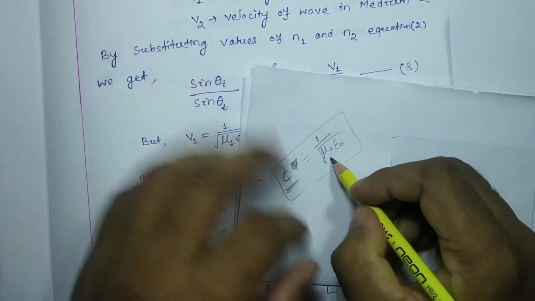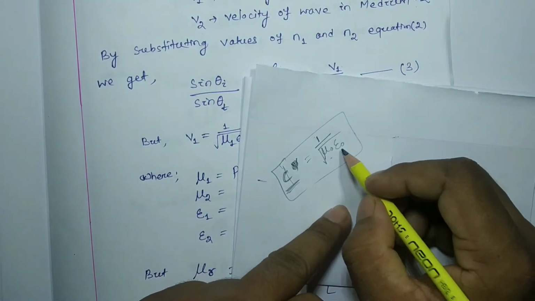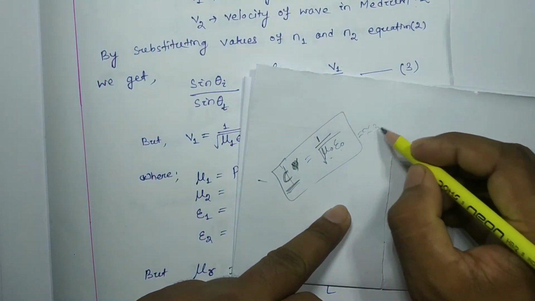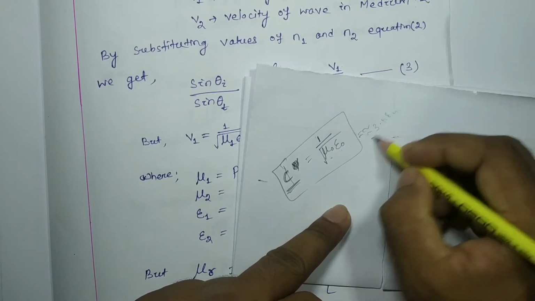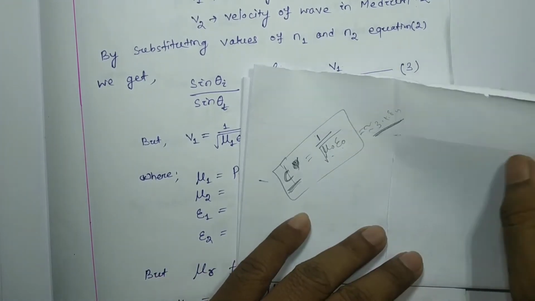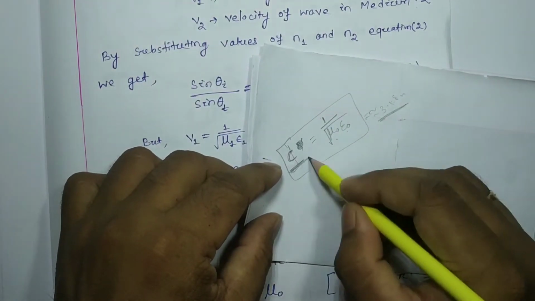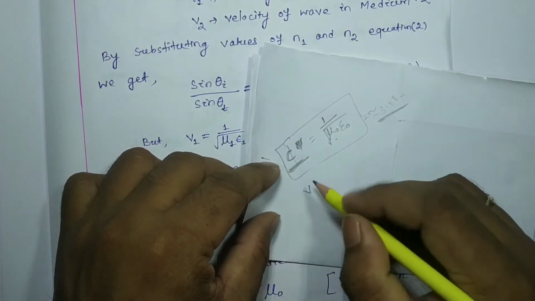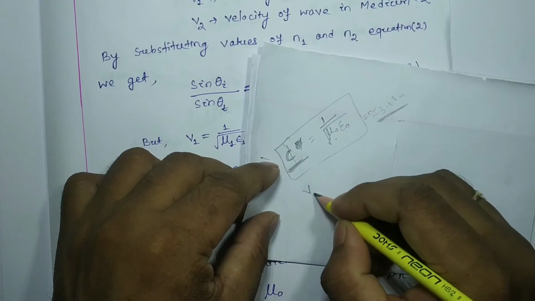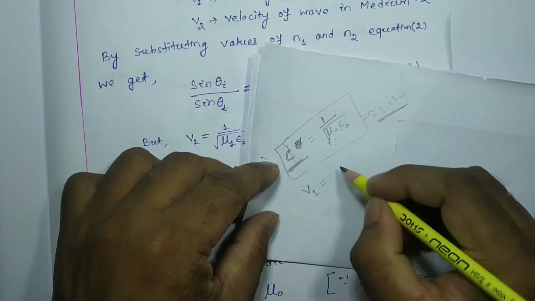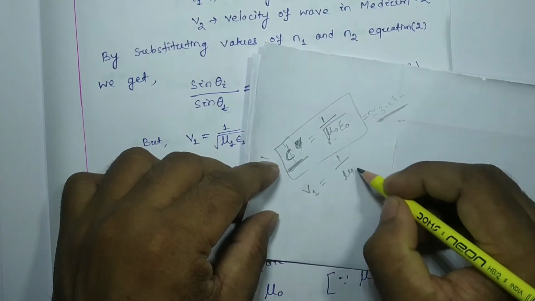If I put the mu0 value and epsilon0 value, approximately we can get 3 into 10 to the 8 meter per second, which we have studied in our previous classes. You can search your notes. So in any medium, suppose medium 1, instead of C we can write V1, corresponding to mu1 and epsilon1, root over.